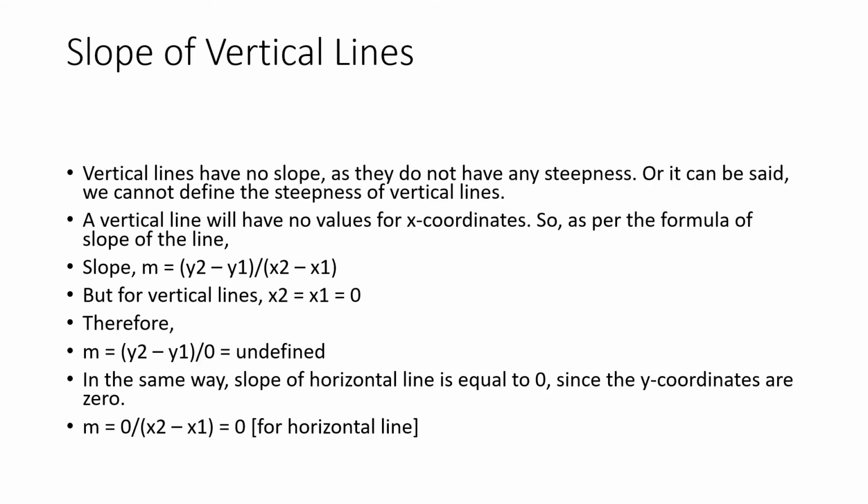What can be the slope of a vertical line? In the case of a vertical line which is parallel to your y-axis, we don't have any steepness, or we cannot define the steepness, mainly because we do not have values for the x coordinate. So here for vertical lines, x2 would be equal to x1. What can be the case of a horizontal line? Here the slope of a horizontal line is also 0, because here the change in the y coordinate is 0.